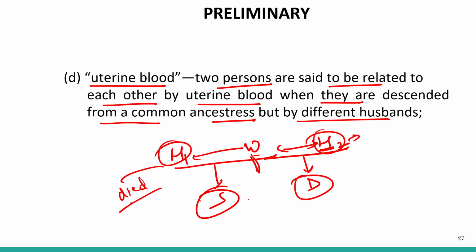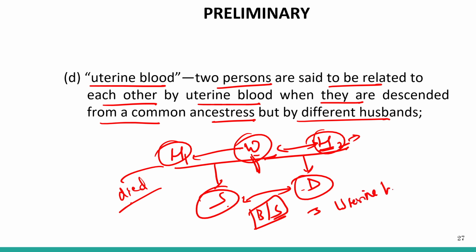Now the question is, what will be the relation between these two people? This is the son and daughter of the same wife. How will they be related to each other? Obviously, they will be brother and sister. But the relation will be considered a uterine blood relation because they share the same ancestress but different husbands. It means the father is different but the wife, or the mother, is the same. Since the mother is the same, they will be considered related as uterine blood and not full blood.